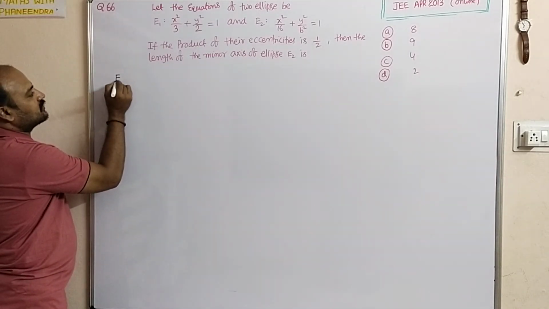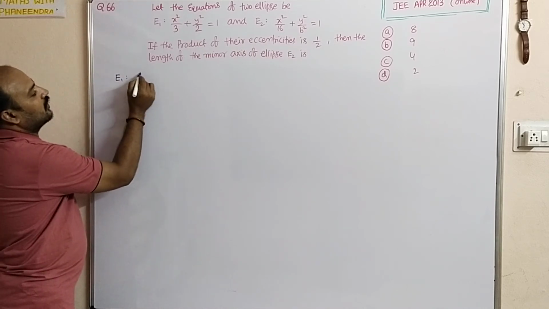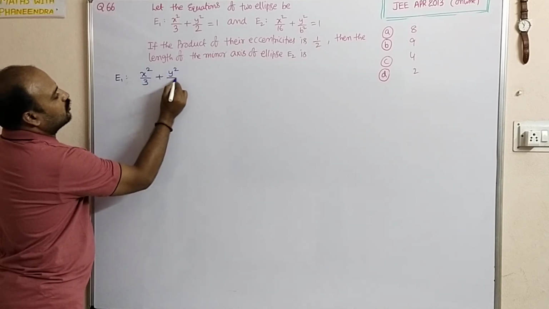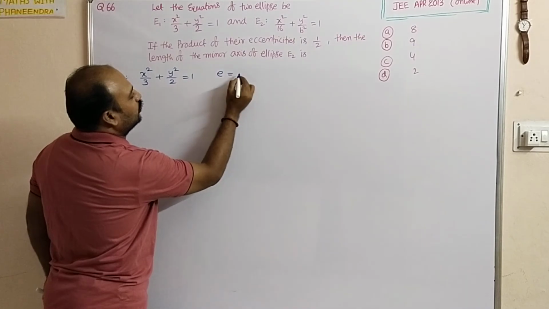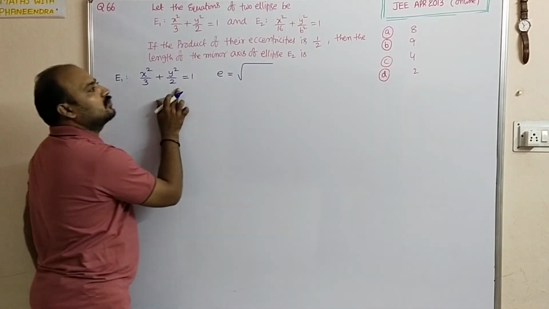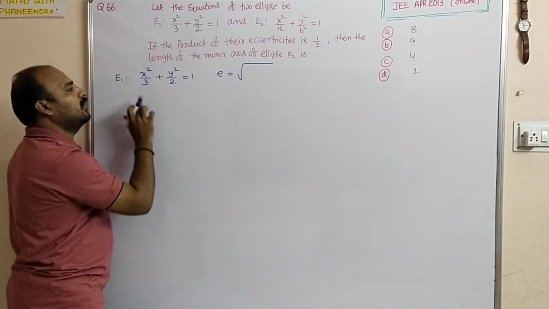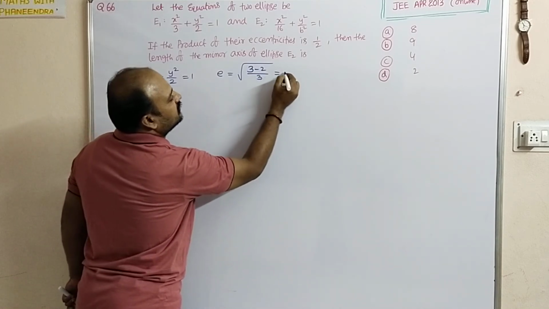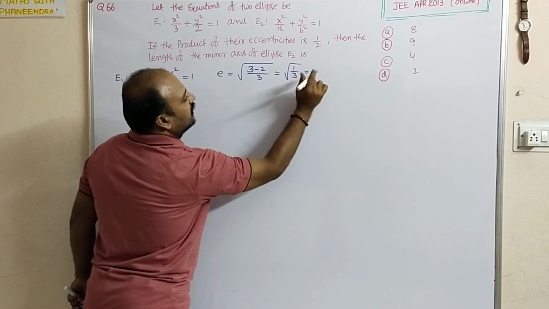First the E1 ellipse, x square by 3 plus y square by 2 equal to 1. For this, eccentricity e equal to square root of, here a is greater than b, so whenever a is greater than b, obviously we can take this, a is greater than b only. 3 minus 2 divided by 3, which is equal to root 1 by 3, that is equal to 1 by root 3.